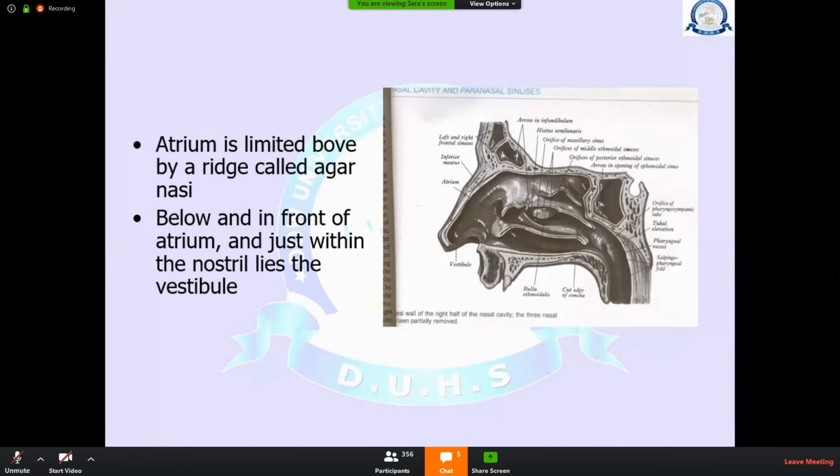Okay, what else can you say regarding the nasal?